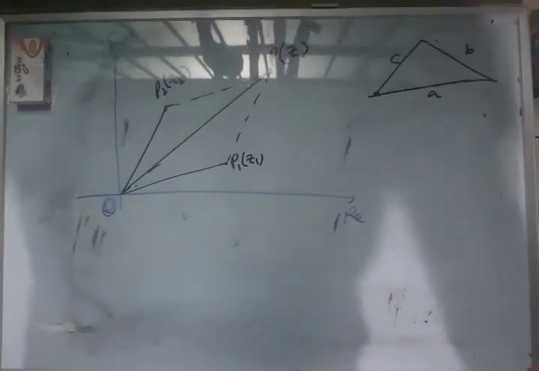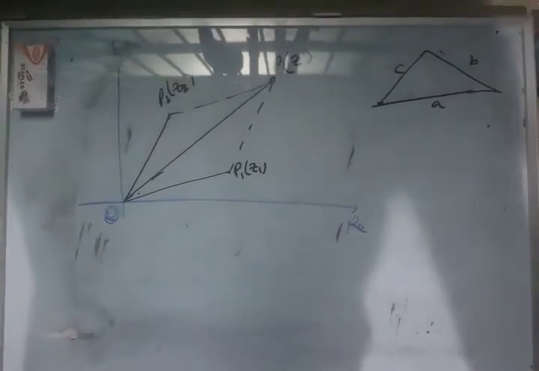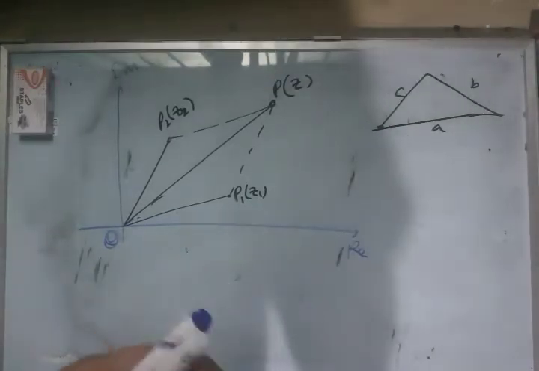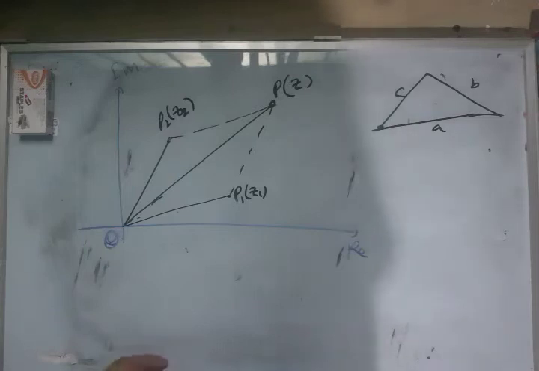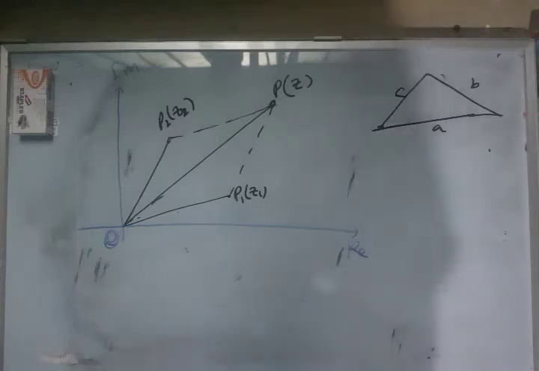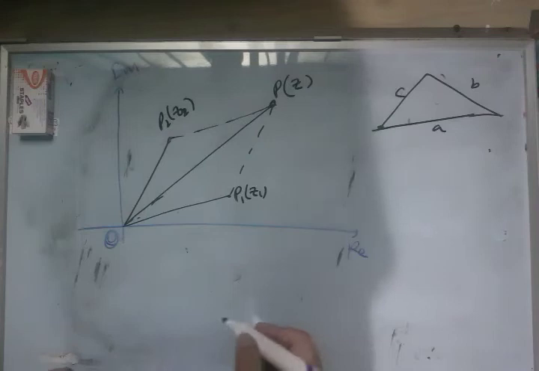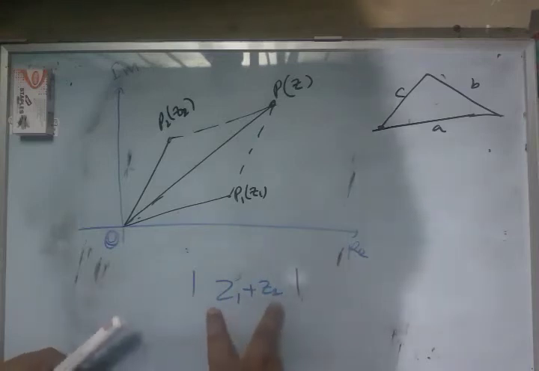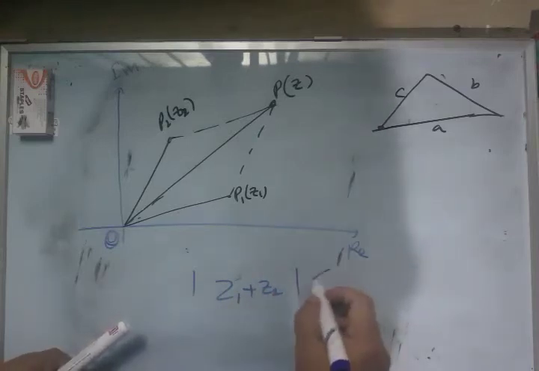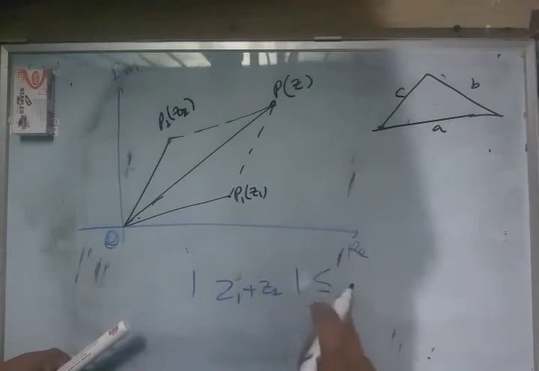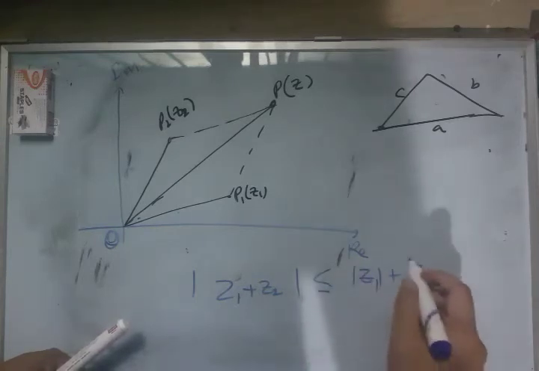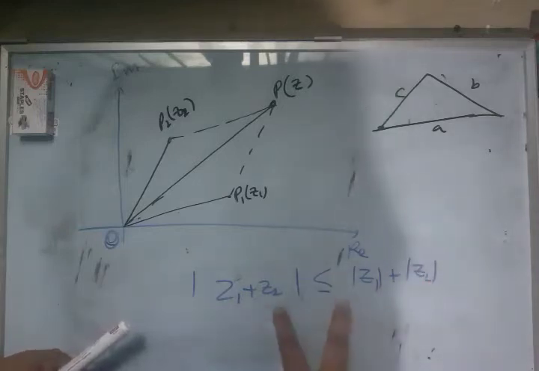Right. So in this video, we will look at the triangular inequality. You have seen this already; we have proved this using algebra. It states that the modulus of z1 plus z2, the modulus of a sum of two complex numbers, is less than or equal to the sum of the moduli of the two complex numbers. This we proved.